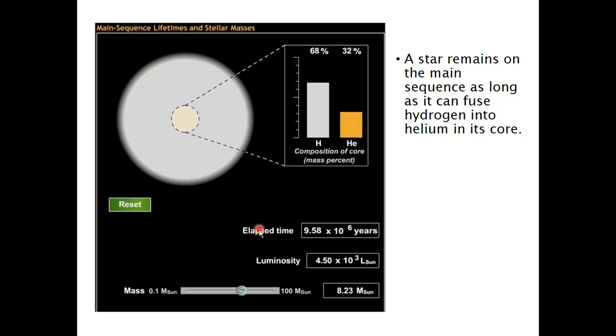All right. And so this is what happens. Stars will stay on the main sequence as long as there's hydrogen to fuse into helium. The life cycle changes when it runs out. And that's only going to be about 10% of the hydrogen in the star. Most of this hydrogen doesn't fuse.